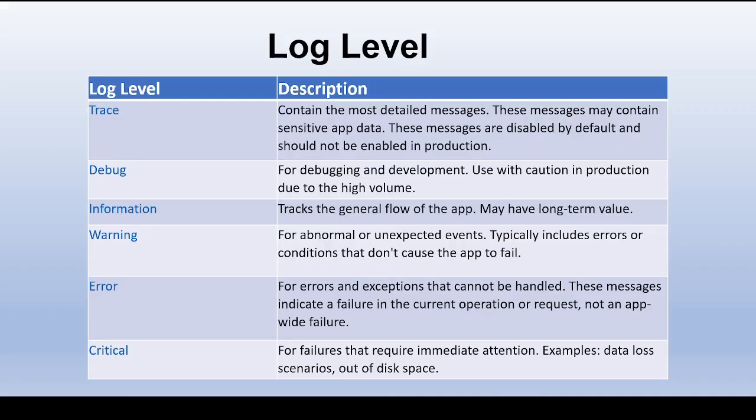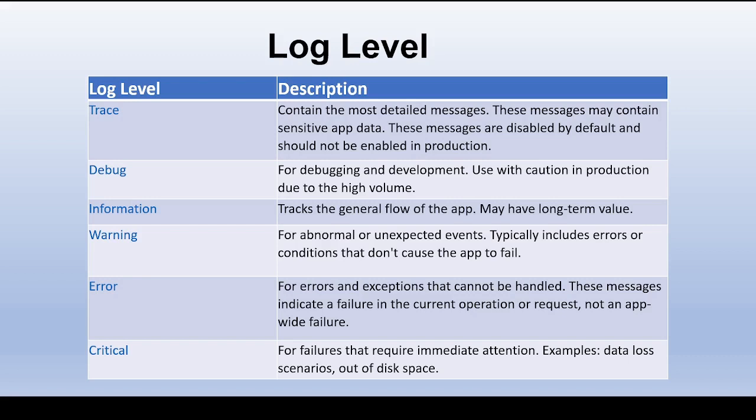We also have some log levels, which include trace, debug, information, warning, error, critical. So trace contains the most detailed messages. These messages may contain sensitive app data. These messages are disabled by default and should not be enabled in production. However, you can enable it while you are still developing your application, but don't enable it in production.